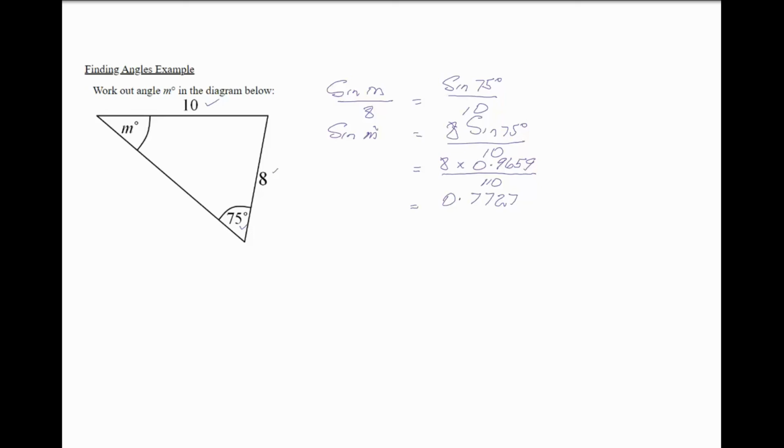Now we have not found the angle M as yet. This is the sine of M. So in order to get the angle M, we use the inverse sine of the number to find out what the value of the angle will be. And we look up in our calculator, and that gives us approximately 50.62 degrees to 2 decimal places.